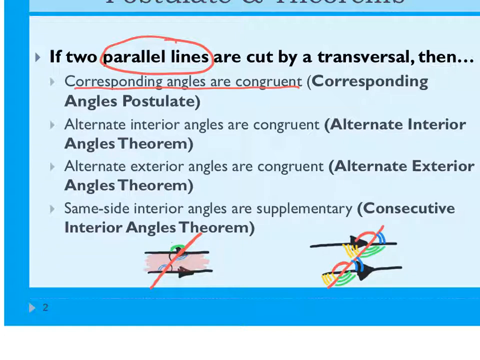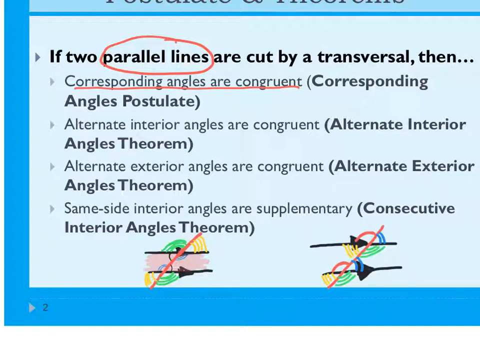Here's an alternate exterior angle. Here's an alternate exterior angle. I'm going to change it to 3 because I want to indicate the same amount of lines to show that they match up there. And then this one up here, 1, 2, 3, 4. 1, 2, 3, 4. Alternate exterior angles are congruent.